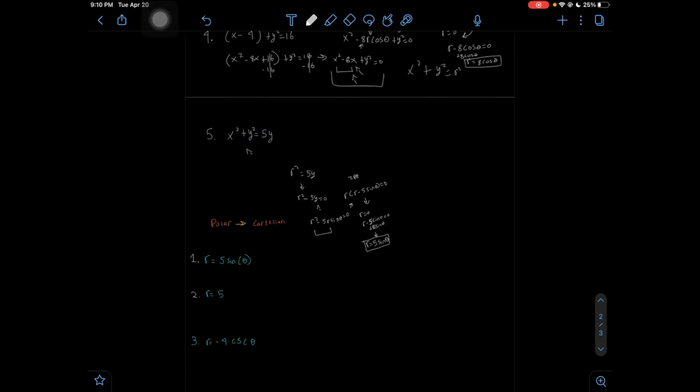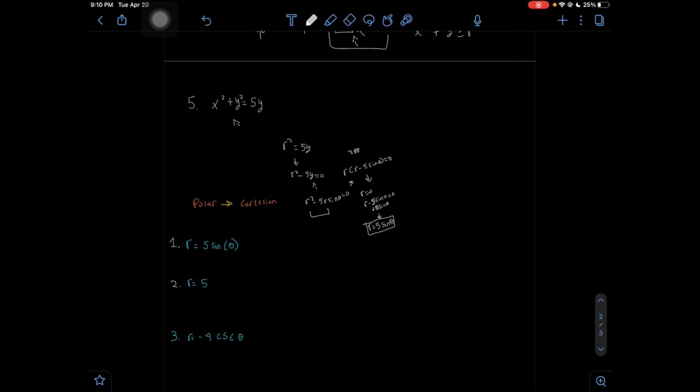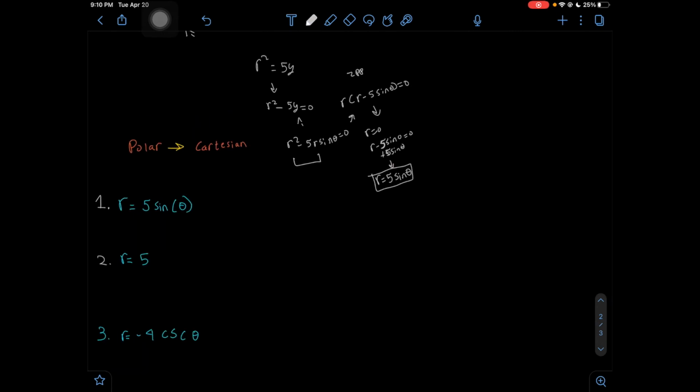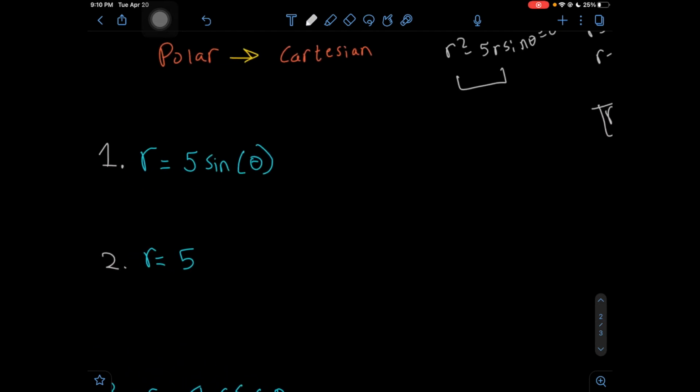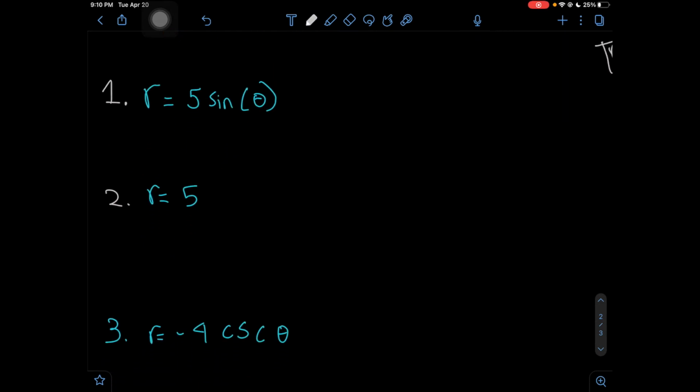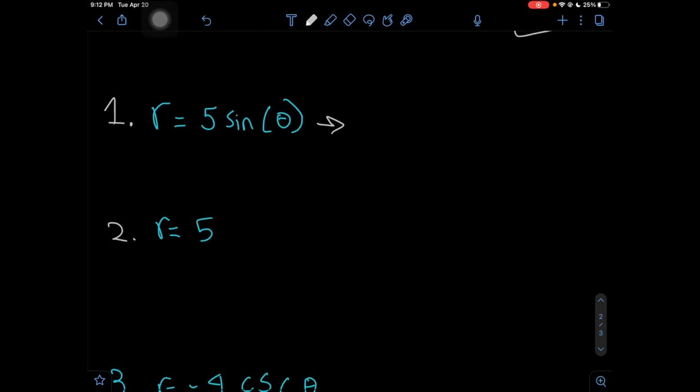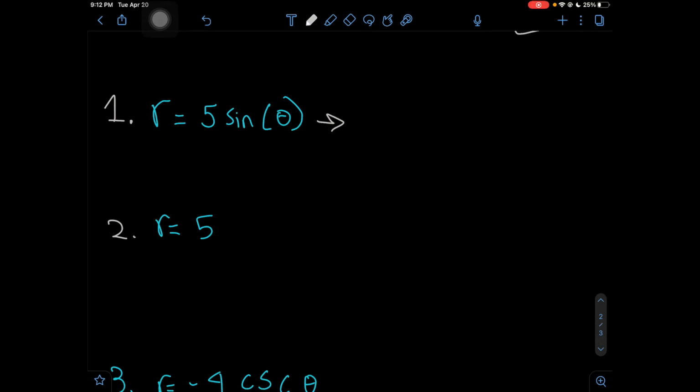Now we are going to go ahead and do polar to Cartesian conversions with the same types of basic equations. And now we're just going to be working backwards. Well, number 1 says we have r equals 5 sine of theta. Since we're going to a Cartesian equation, what we need to do is get an x and a y and try to get rid of that r.